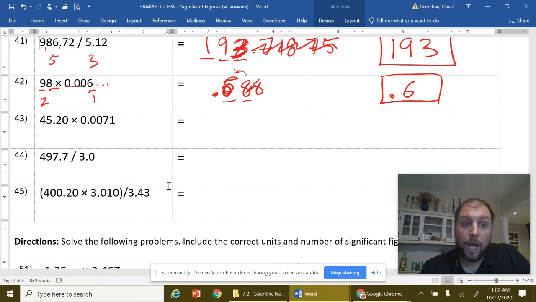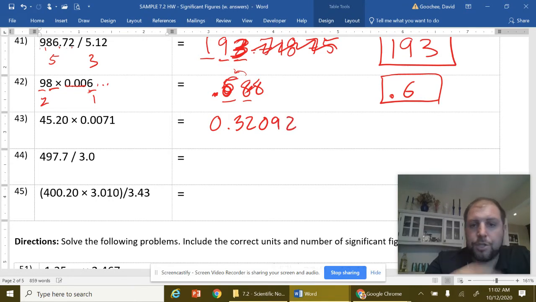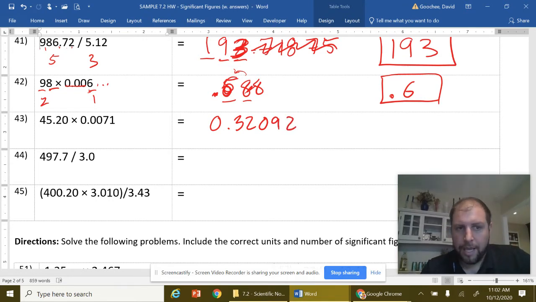45.20 times 0.0071. The answer, according to the calculator, is 0.32092. That's what the calculator spits out. But we have to round it. All right? And so we look at the numbers we started with. Whichever of our starting numbers had the fewest sig figs, that's what we had to round to.